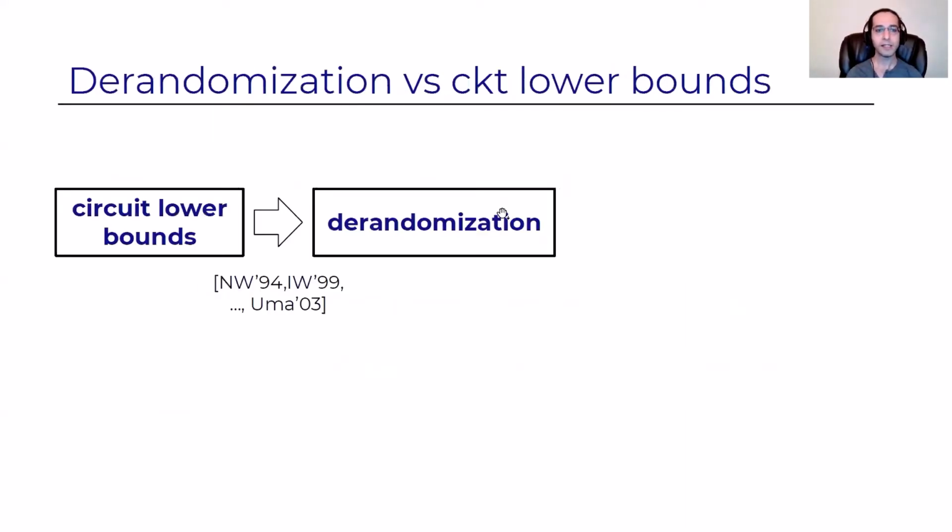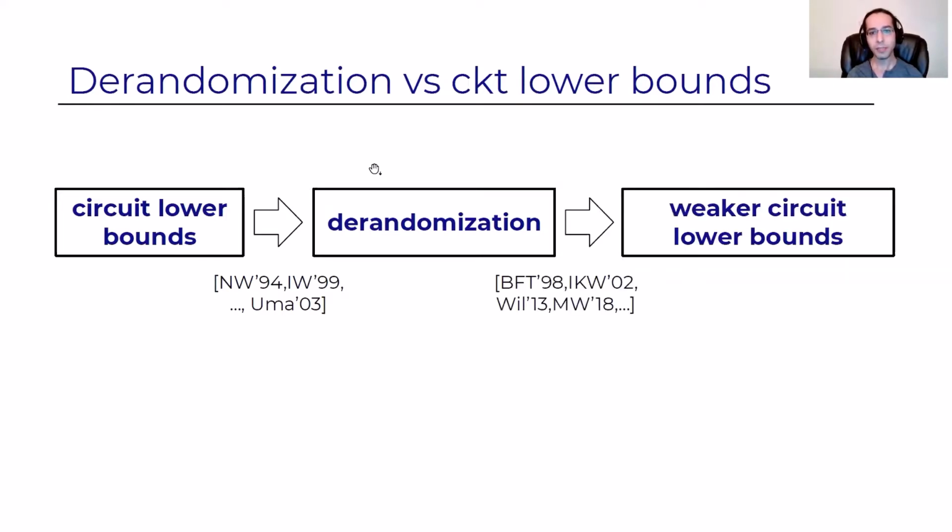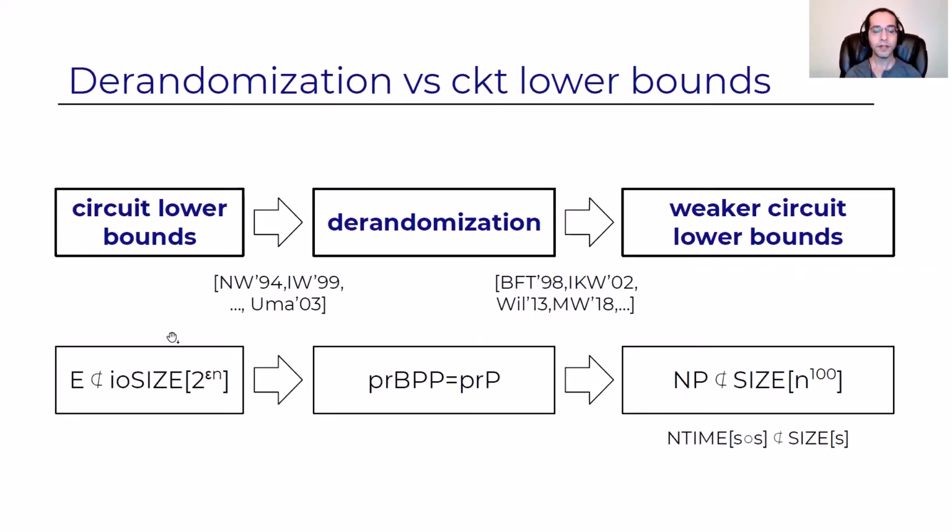To visualize things, the first implication is that circuit lower bounds smoothly imply derandomization, which we mentioned. And the second implication that we also know is that derandomization in turn does imply circuit lower bounds, albeit weaker ones. So as one particular example, if E is hard for exponential size circuits, then promise BPP equals promise P. And if promise BPP equals promise P, then we get on the right-hand side the weaker lower bounds of the form NP is hard for circuits of fixed polynomial size.